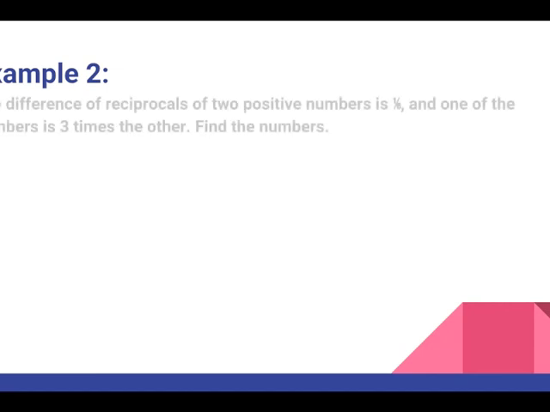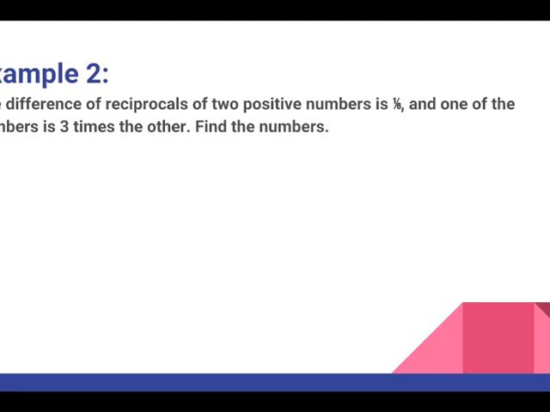Okay, so let's go ahead and try this theorem out with another example. So the problem says that if the difference of reciprocals of two positive numbers is 1/6 and one of the numbers is 3 times the other, then find the numbers.